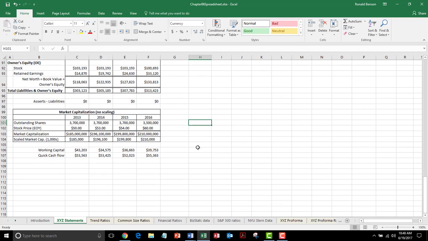The last part of this is market capitalization. We have the outstanding shares. We bought back 300,000. Here's the stock price, what the market's willing to pay. Multiply those together to get your market capitalization. And since these values are all in thousands, we scale the market cap. We get down to these four values. Note that this has the zeros on it, and the stock price is per share. So this is not scaled, this is scaled. And that essentially covers the XYZ financial statements.